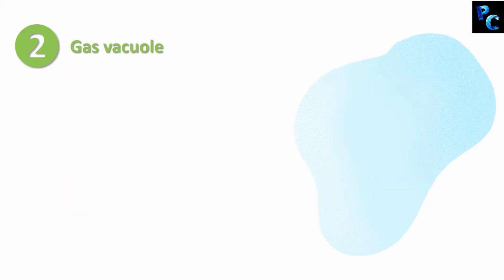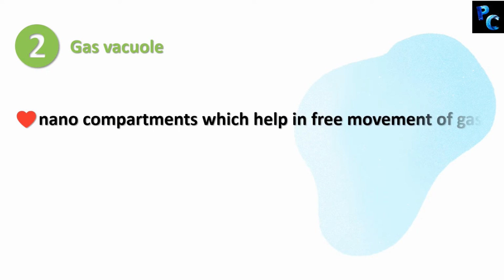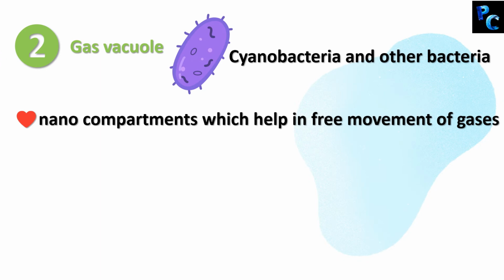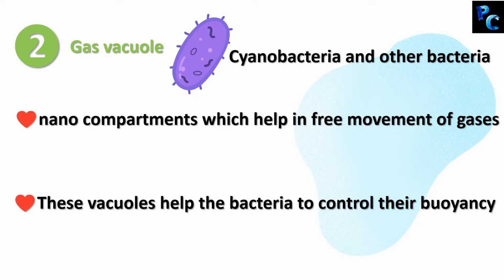So what are these gas vacuoles? Gas vacuoles are nano compartments which help in free movement of gases. They are found in cyanobacteria and some other bacteria. These vacuoles help the bacteria to control their buoyancy. Buoyancy helps the organism to float.